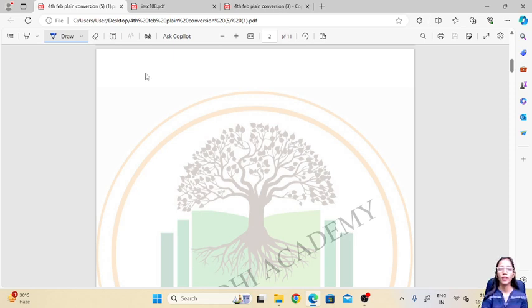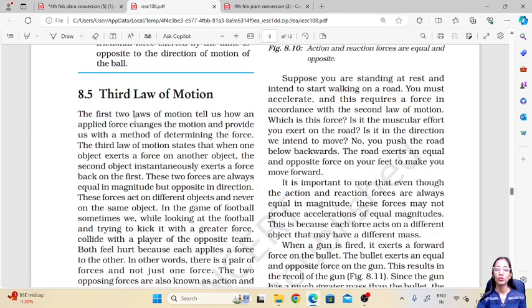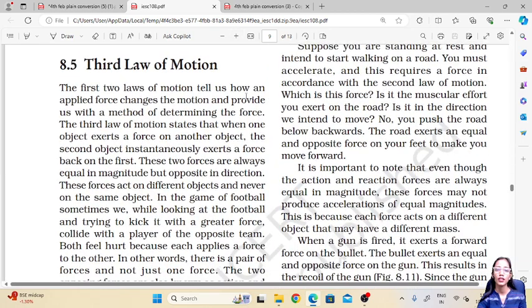Now, till now we have seen the first and the second law of motion, and both the laws say that a force is required to bring the object in motion. A particular force is required to change the velocity of a particular object and to change the direction of motion. Now we are going to see the third law of motion. The first two laws of motion tell us how an applied force changes the motion and provide us with a method of determining the force.